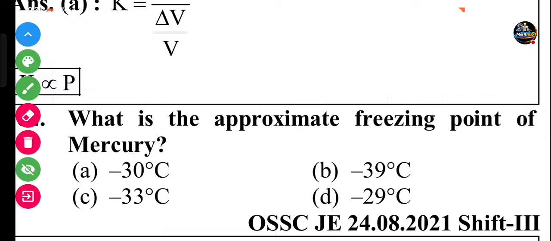Next question: what is the approximate freezing point of mercury? Note it. The approximate freezing point of mercury is minus 39 degrees centigrade.